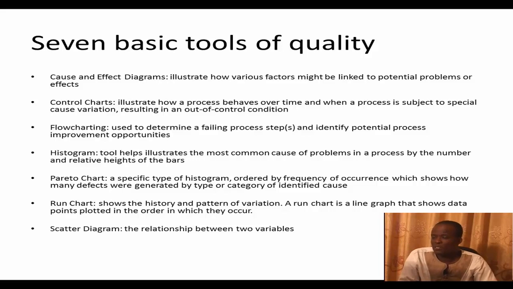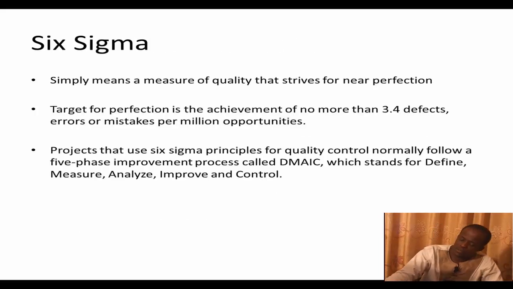Then we have the Pareto chart. It's a specific type of histogram ordered by frequency of occurrence, which shows how many defects were generated by type or category of identified cause. That's the Pareto chart. Then you have the run chart. The run chart shows the history and pattern of variation. It's a line diagram that shows data plotted in order to find out the order in which they occur. And finally, we have a scatter diagram that shows the relation between two variables.